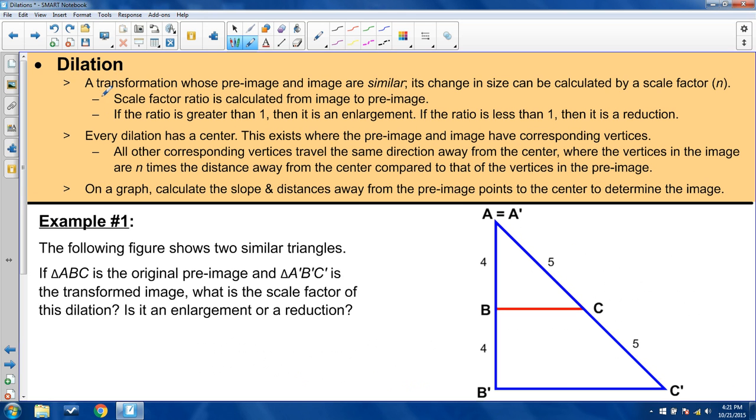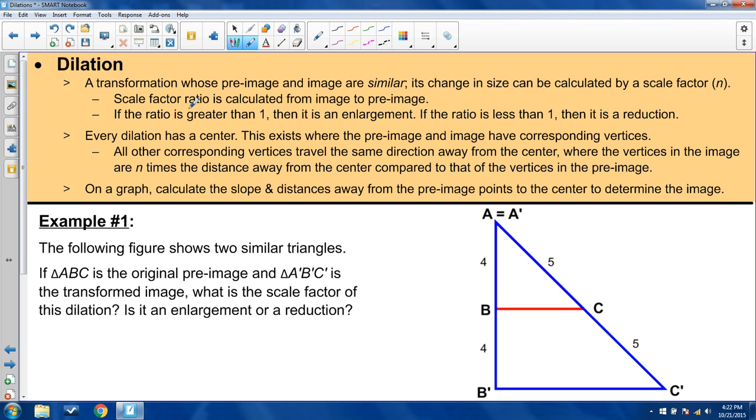Okay, let's start looking at dilation. It is a transformation whose pre-image and image are similar. Here we go. Its change in size can be calculated by a scale factor. I'm using the variable n every so often. I think some books use that. So scale factor. The scale factor ratio is calculated from image to pre-image, so meaning it's a fraction. You take the length of a part in an image, you divide it by the length of a corresponding part in its pre-image, and you will get the scale factor.